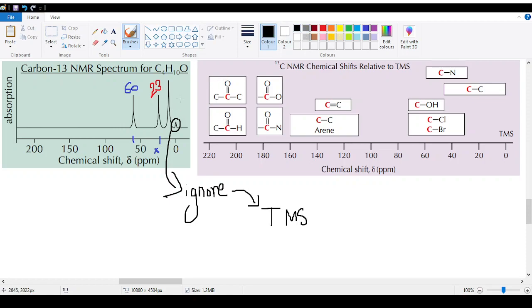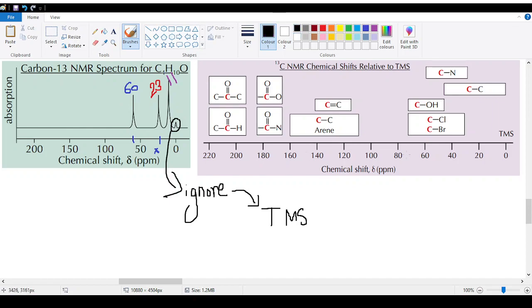And what about the other peak? What value do you want to give that? Like 10, maybe 10, 12. Yes, 10 or 12 would be fine. So let's give 11, no problem. Okay, so we have 3 different peaks and we have a good approximation of the chemical shift values: 60, 23, 11.